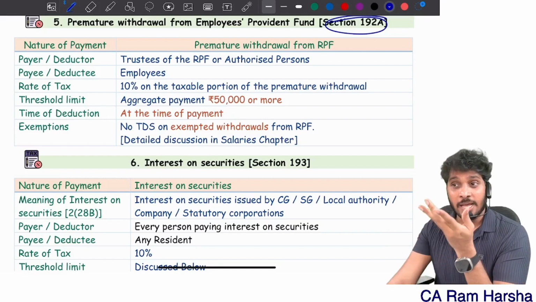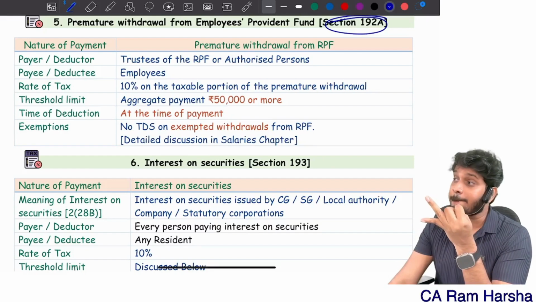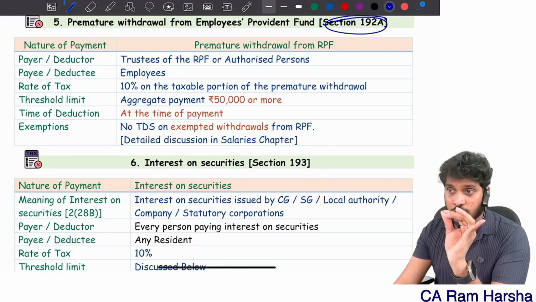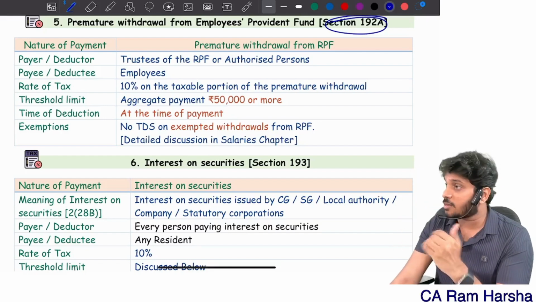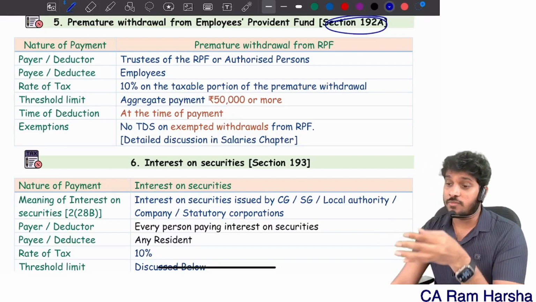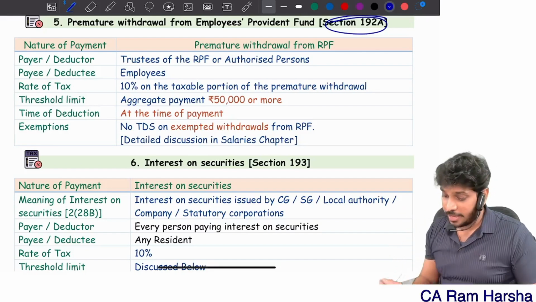What is taxable? Employer contribution, interest on employer contribution, and interest on employee contribution. These 3 components are taxable. The amount you withdrew includes the employee contribution also, but that is just your own amount you are getting back. That is not taxable. Are you able to understand? This is the taxability.